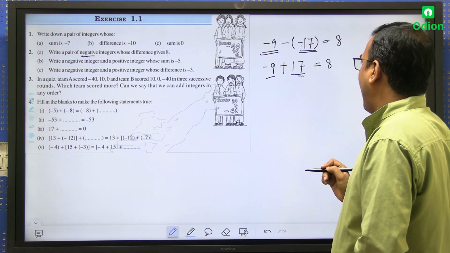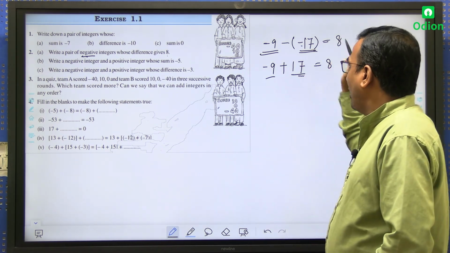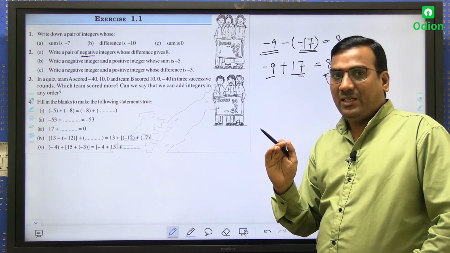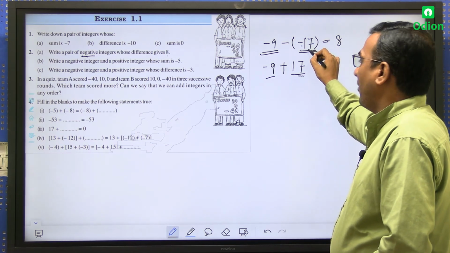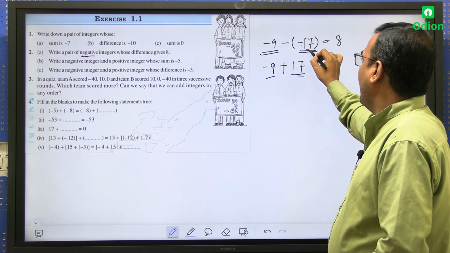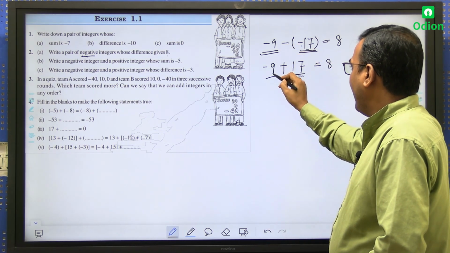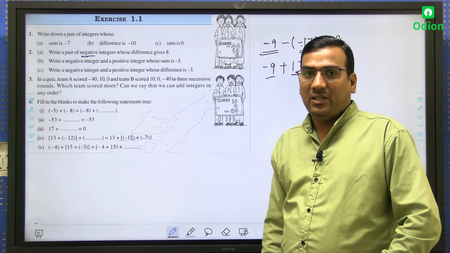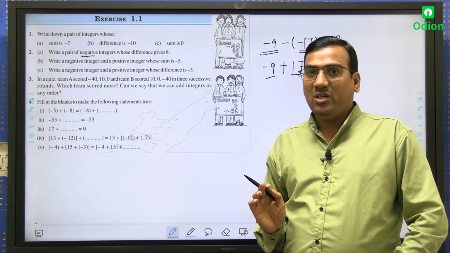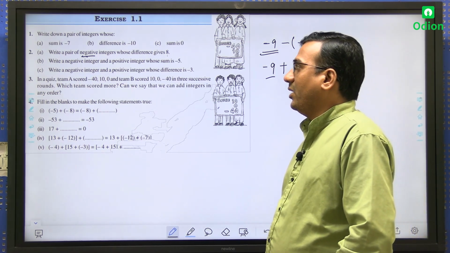First, you have to decide: if the answer is positive 8, then the number should be 8 more than the number you have already taken. The number is 17. Okay, just put it in the bracket, minus 17. The answer will be minus 9 minus minus 17, the answer will be 8. It is the correct procedure to get the answer of question number 2, bit number A.